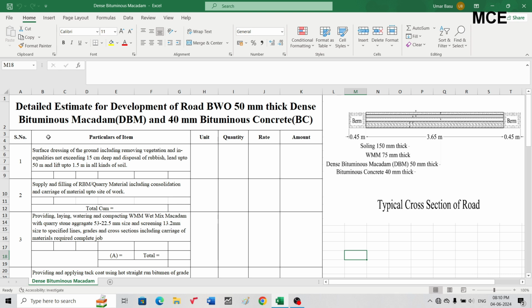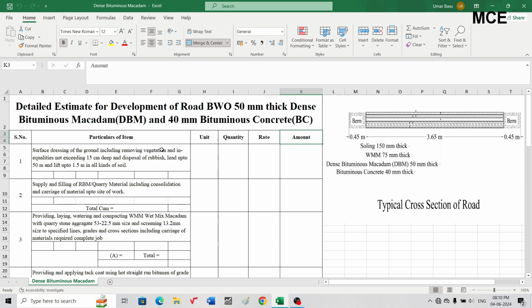So you will make a table in Excel having 6 columns. The first one is the serial number, second is particulars of item, third is the unit, fourth is the quantity, fifth is the rate, and sixth one is the amount.